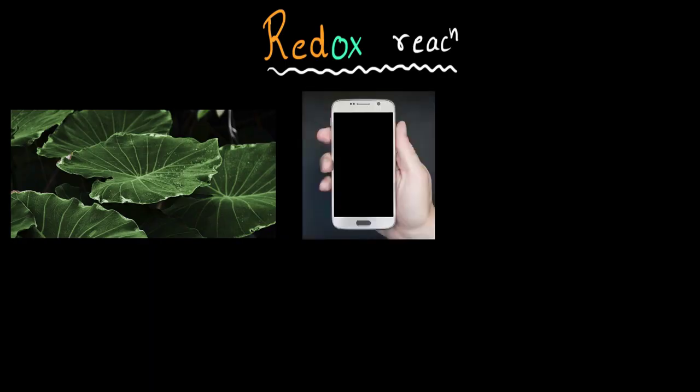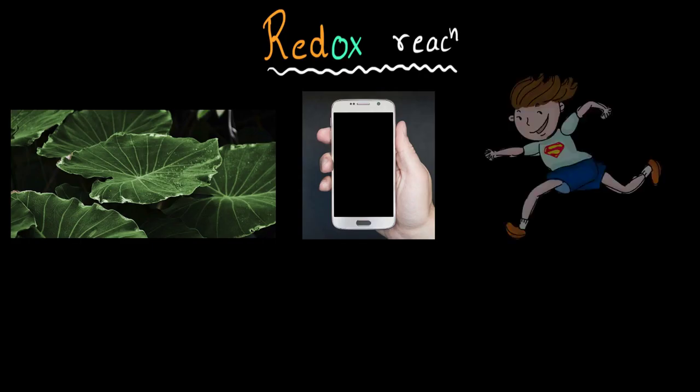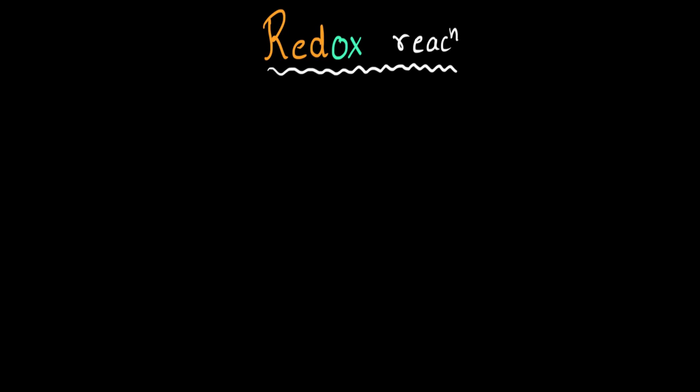In fact, the type of chemical reactions that happen within you to break down sugar and give you energy to run and play is also an example of redox reaction. So let's understand more about these reactions. In short, any reaction in which both reduction and oxidation happens at the same time will be called a redox reaction. And that's how it gets its name of redox.